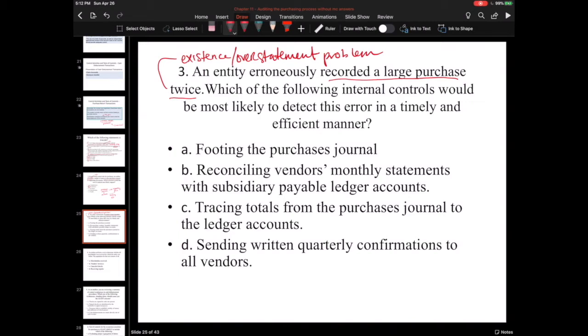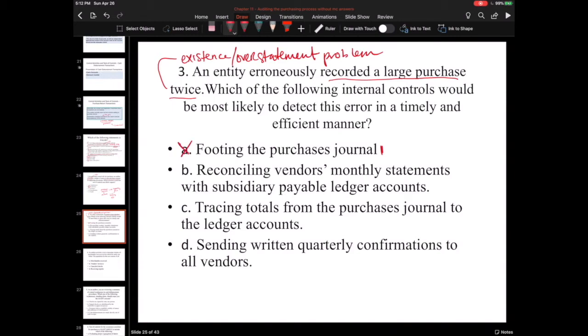Okay, footing the purchases journal, that wouldn't help me because I'm just going to see the total is larger, but I'm not actually comparing the total to anything. So since I'm not comparing the total to anything, I wouldn't see that my larger total is incorrect. So Control A does not help me.